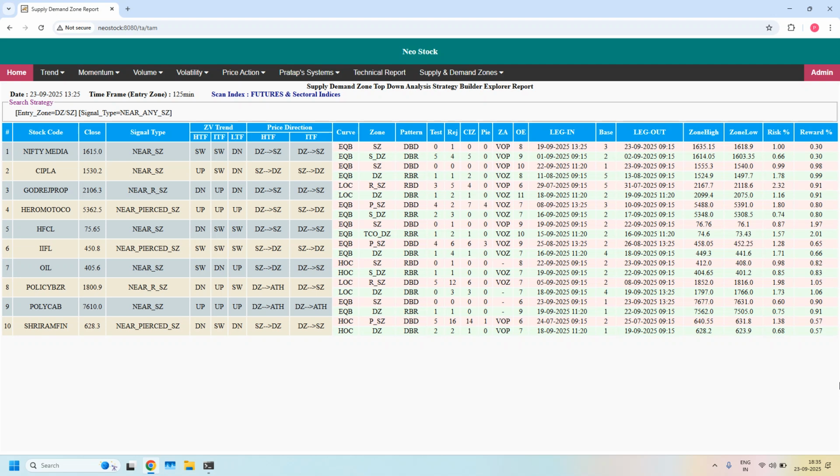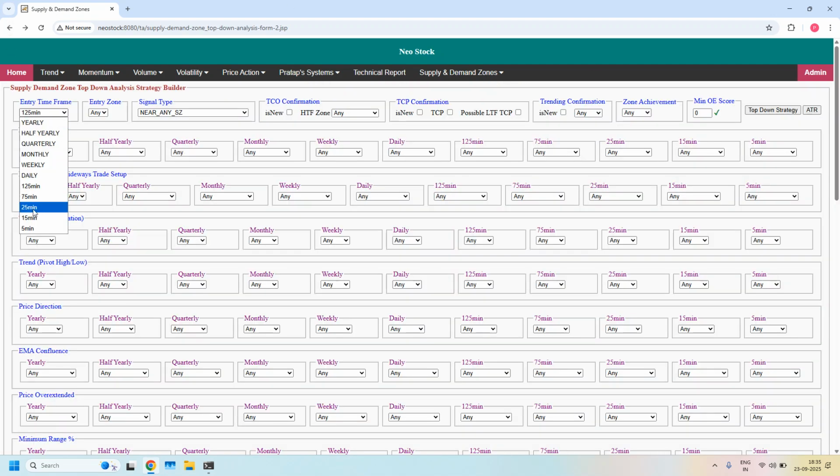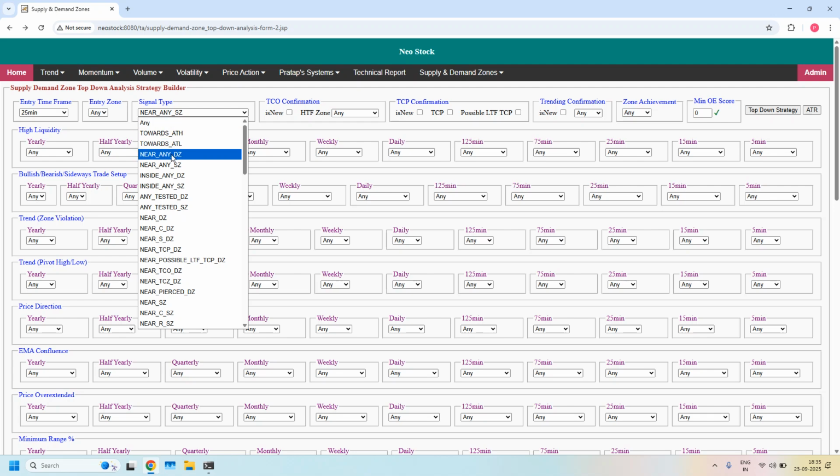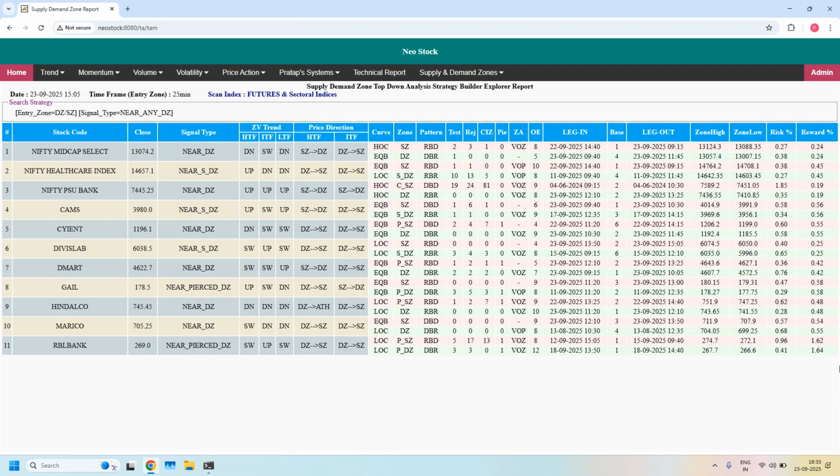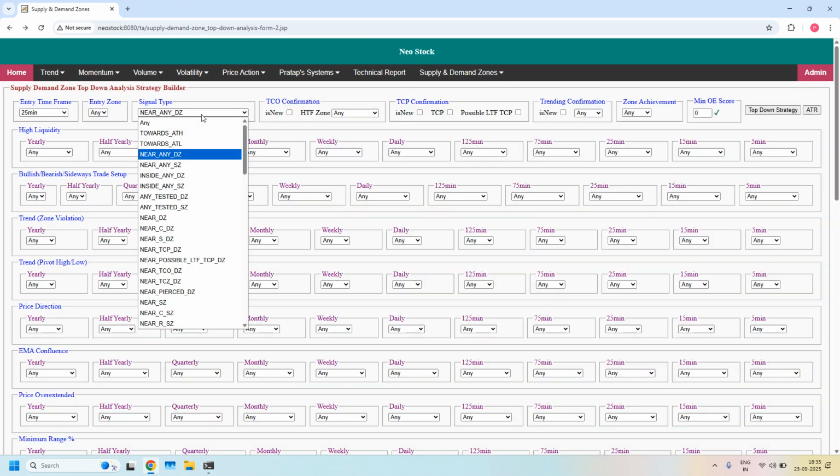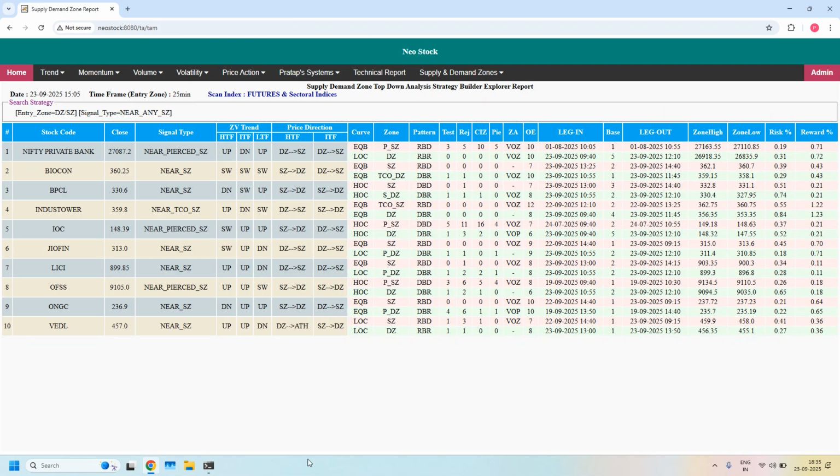Next time frame 75 minutes is already generated. So the next time frame is 25 minutes. Stocks near to the 25 minutes demand zone. We got 11 stocks. Next, stocks near to the 25 minutes supply zone. We got 10 stocks.